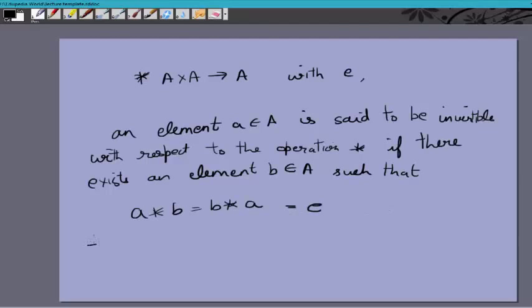Right. So for addition, if you have a number A, the inverse will be minus A, and for multiplication, if you have the number A, the inverse will obviously be 1 by A. So this completes binary operations and the first chapter.